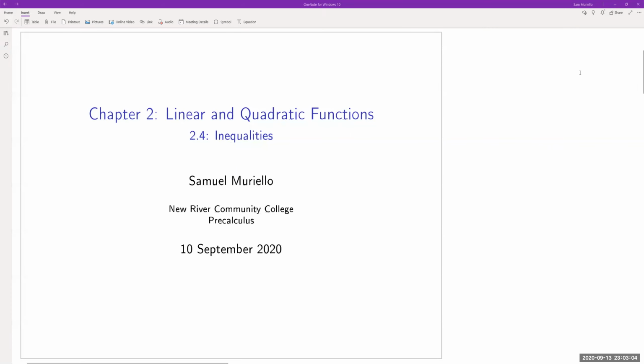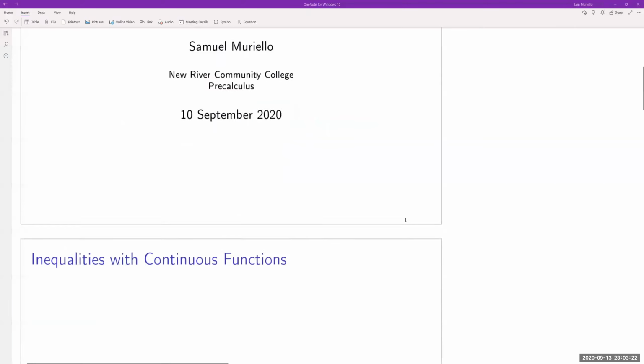Welcome back to Chapter 2, Linear and Quadratic Functions. Today, we're going to take a look at inequalities. Now, an inequality is like an equation, but instead of saying that the two sides are equal, we might be saying that one side is larger or smaller than the other, or potentially allowing them to also be equal.